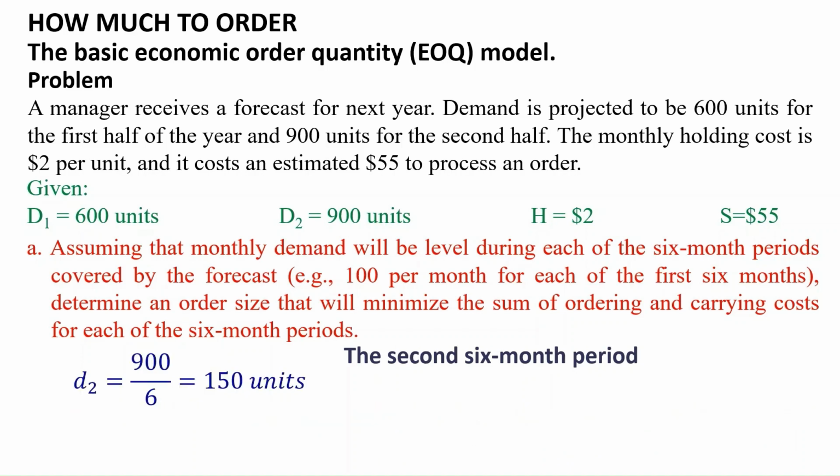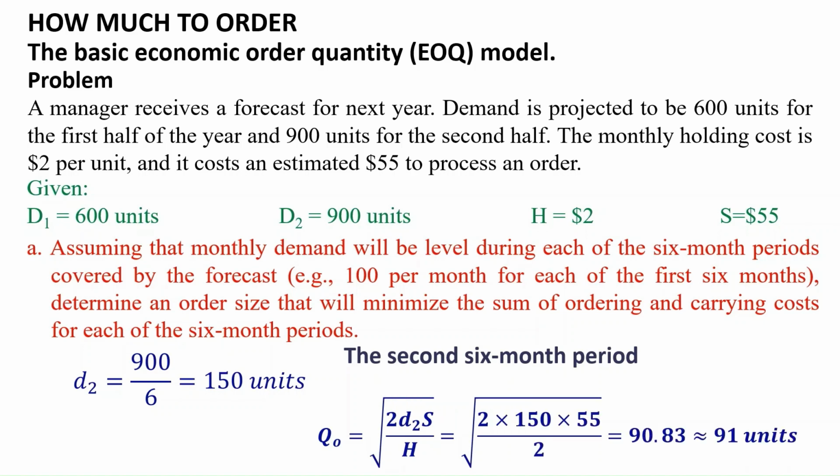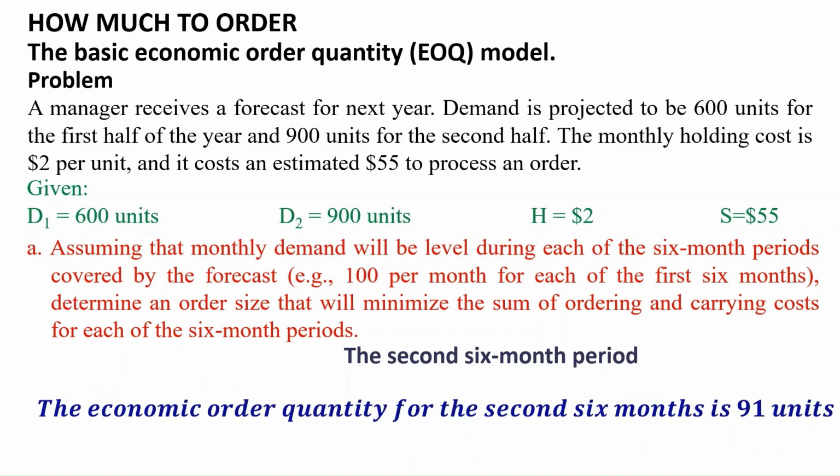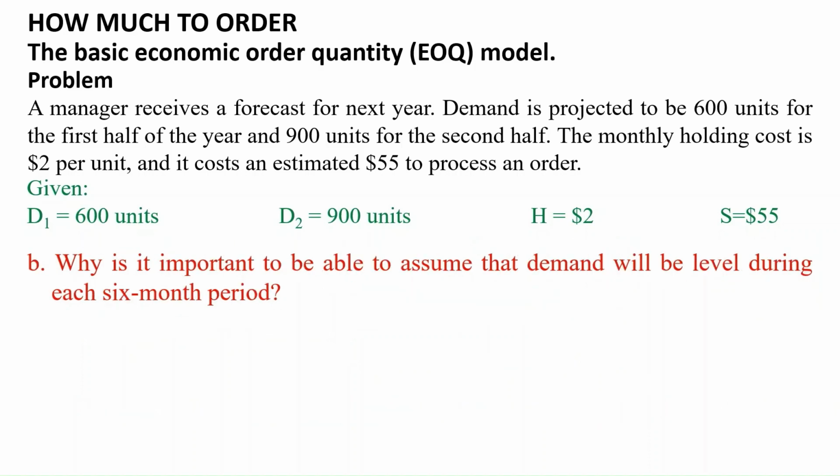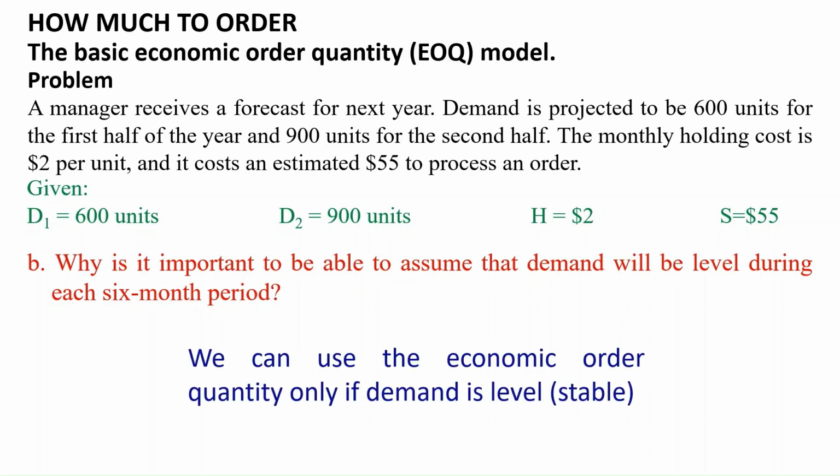For the second 6-month period, the monthly demand D2 equals 900 divided by 6 equals 150 units. And Q0 equals square root of 2 multiplied by D2 multiplied by S divided by H. This equals square root of 2 multiplied by 150 multiplied by 55 divided by 2 equals 90.83, approximately equal to 91 units. So, the economic order quantity for the second 6 months is 91 units. The second question is, why is it important to be able to assume that demand will be level during each 6-month period? The answer is, because we can use the economic order quantity only if demand is level or stable.